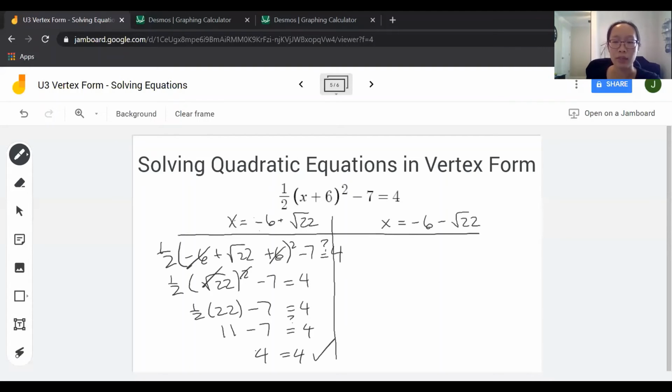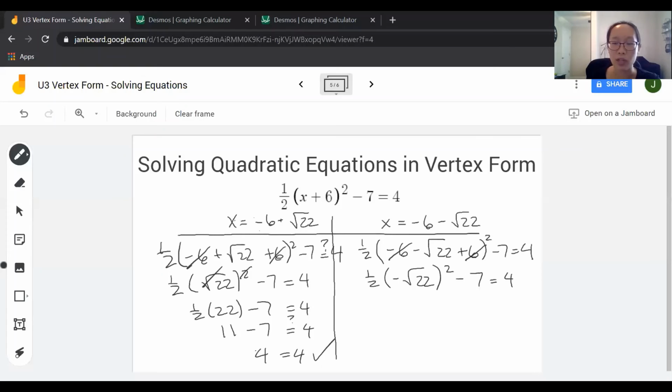On my second side, I'm going to do the same thing, except my x here is negative 6 minus the square root of 22. And I'm just recopying everything else in the equation. Inside my parentheses, again, my negative 6 and my positive 6 cancel out, so I'm left with 1/2 times the negative square root of 22 squared minus 7 is equal to 4.